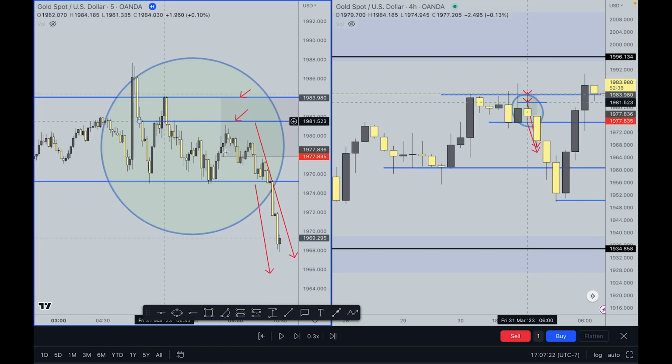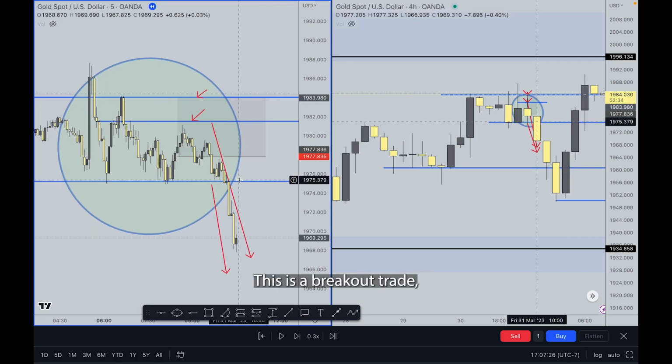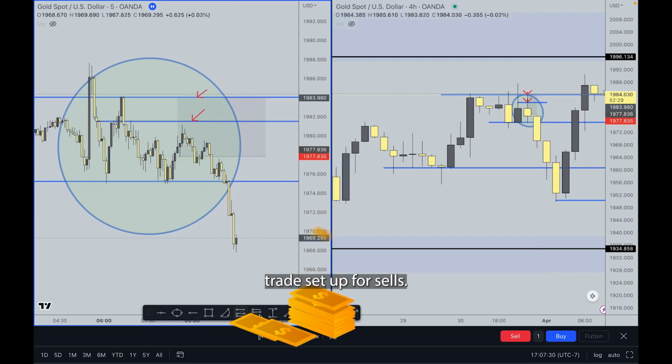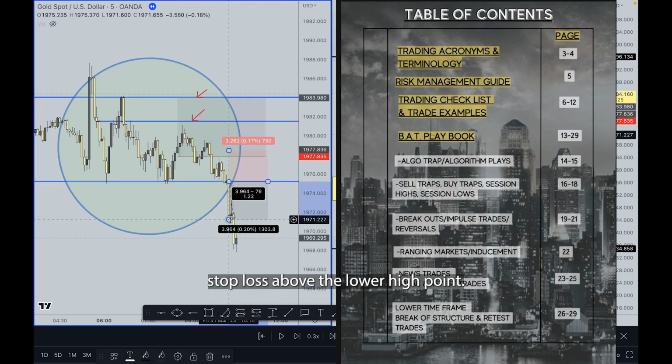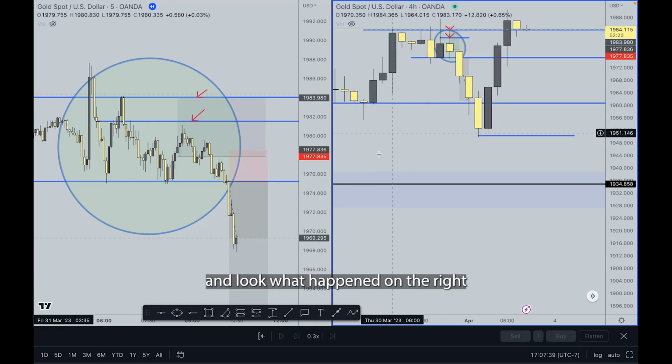Now, this would have been what? If you paid attention to the first part of the video, this is a breakout trade. Really nice breakout trade setup for sells. Break at the low, stop loss above the lower high point, ride the momentum down to the next technical area. And look what happened on the right-hand side.